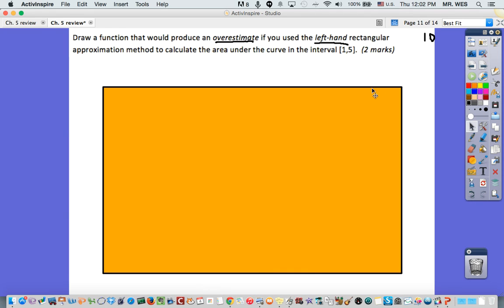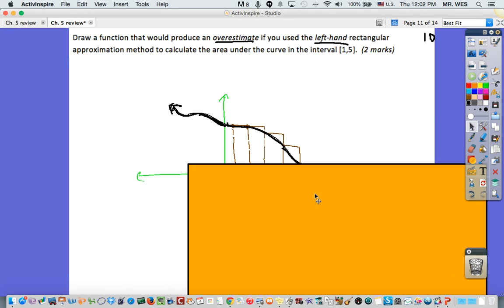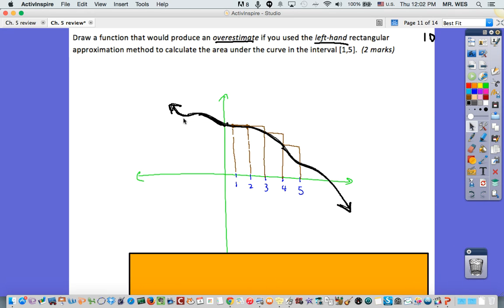Okay, next problem. This is a fun problem. Draw a function. So a lot of different answers could be here where you overestimate with the left-hand rectangular approximation. Now let's look at what I ended up doing. You had to make sure that you had a negative slope because when we do a left-handed rectangle, let's take a look at this one.